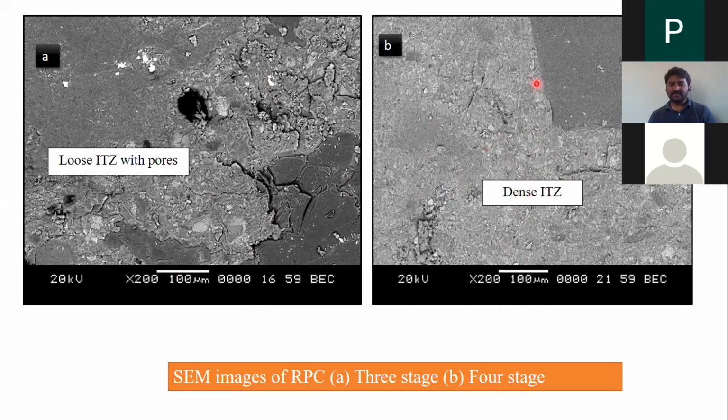In 4-stage mixing, as you can see, this is the sand particle. Here also, this is a sand particle. The interfacial transition zone is very much denser compared to 3-stage mixing. That might be one of the reasons for achieving good strength or good flow for 4-stage mixing.